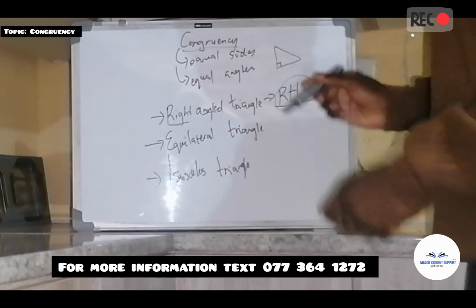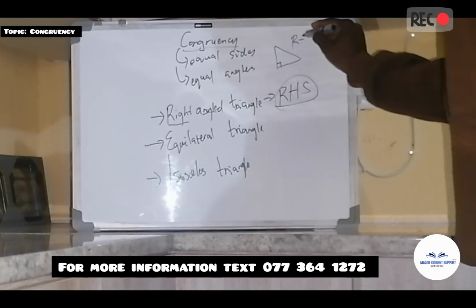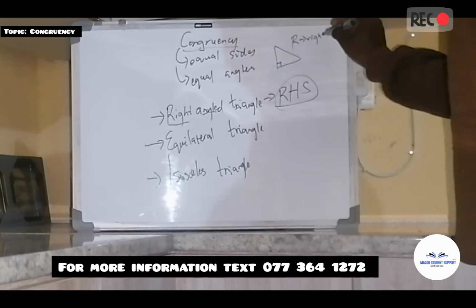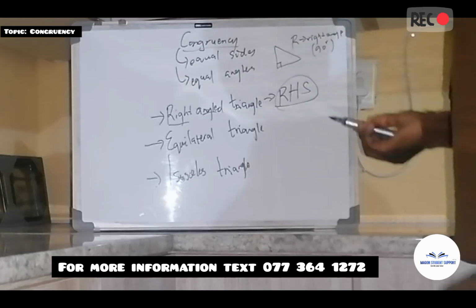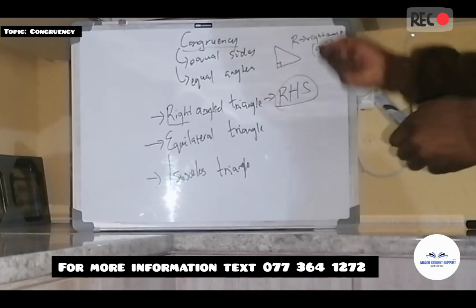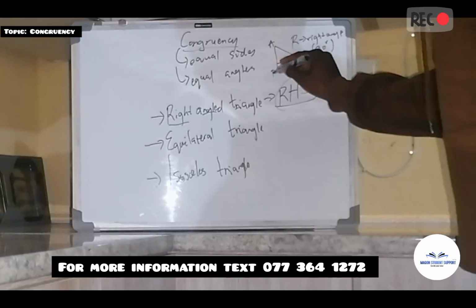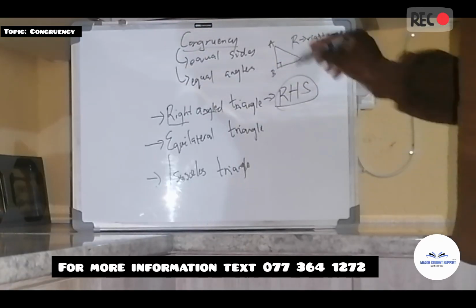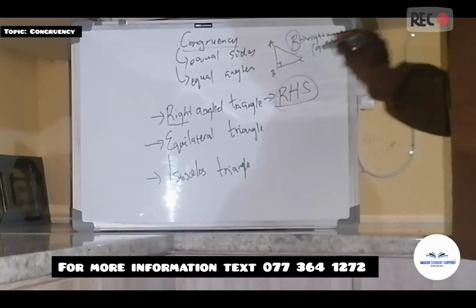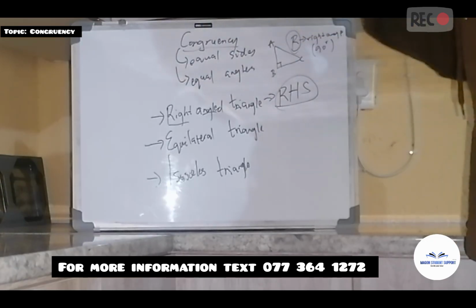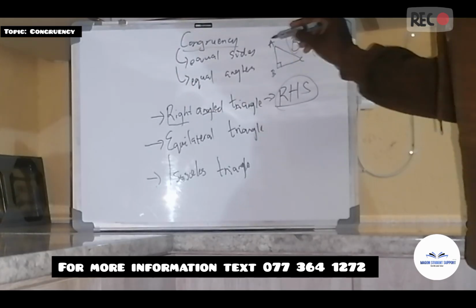So the first one, the R here, represents something. R represents right angle. So right angle is equal to 90 degrees. In this case, if the triangle is ABC, when you are proving the R, which is the right angle, you must name the right angle. You can either say CBA or ABC.